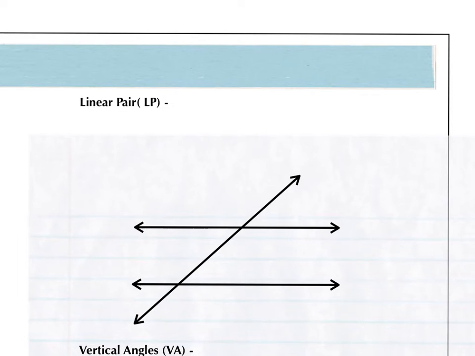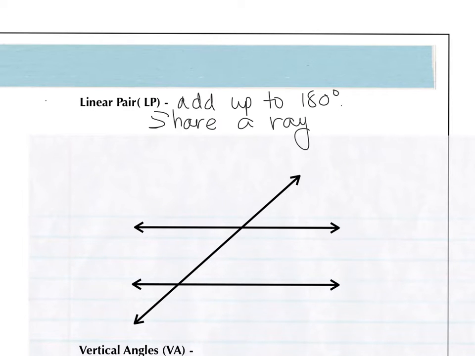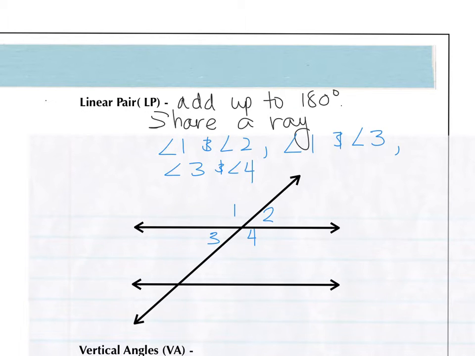First special pair of angles is a linear pair. Linear pairs are angles that add up to 180 degrees and they share a ray. So an example of a linear pair could be angle 1 and angle 2. Other examples of linear pairs could be angle 1 and angle 3. Again, you see they share this ray here. And then one other example could be angle 2 and angle 4. I have all the examples for now.